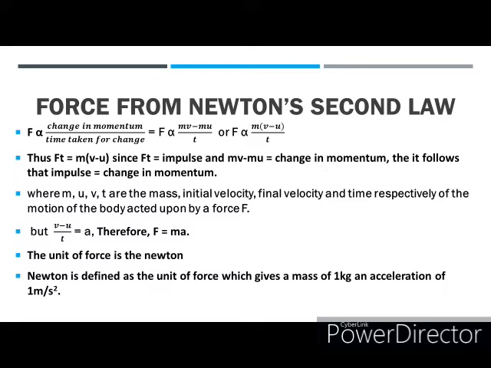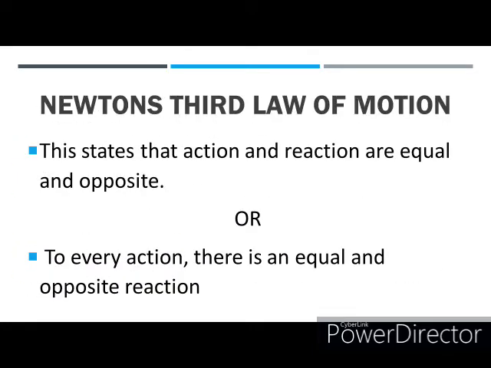So if I simplify that equation, I would get that the force F, the resultant force F, is equal to mass times acceleration. And the unit of force is the Newton. Newton is defined as the unit of force which gives a mass of 1 kg an acceleration of 1 meter per second squared. So this equation F = ma is recognized as a fundamental equation of dynamics and is one of the most important equations of physics.